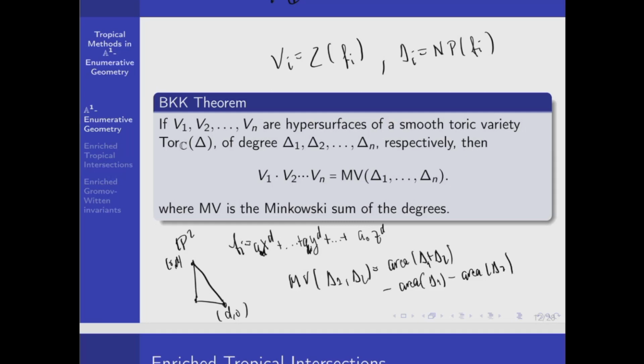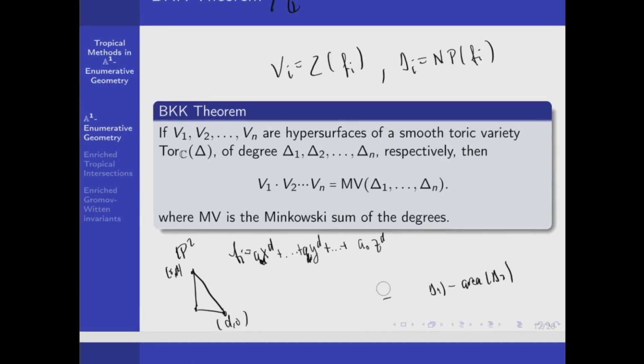Okay. And then, if we have two triangles like this, then the area of the sum is a triangle. So let me draw this. This is truly a mixed volume. So this is Delta_1 plus Delta_2 in this case. And then the area of everything minus the area of each triangle is just d1 times d2.